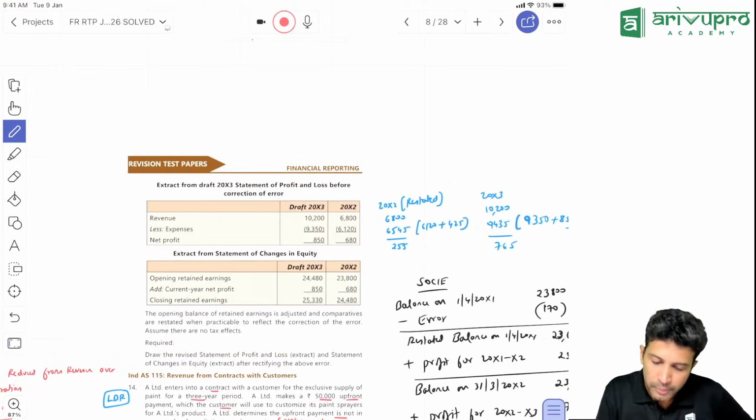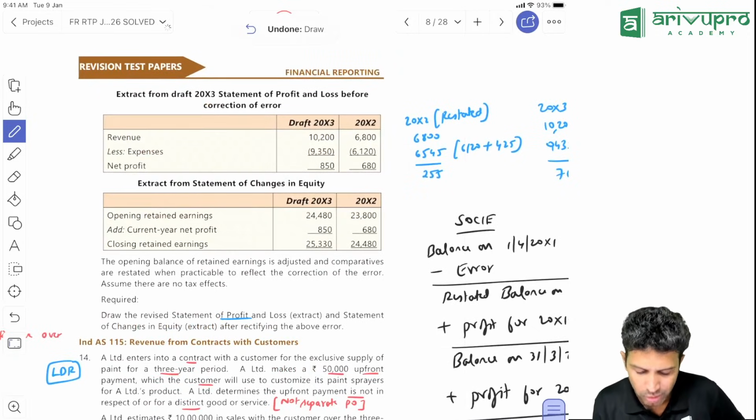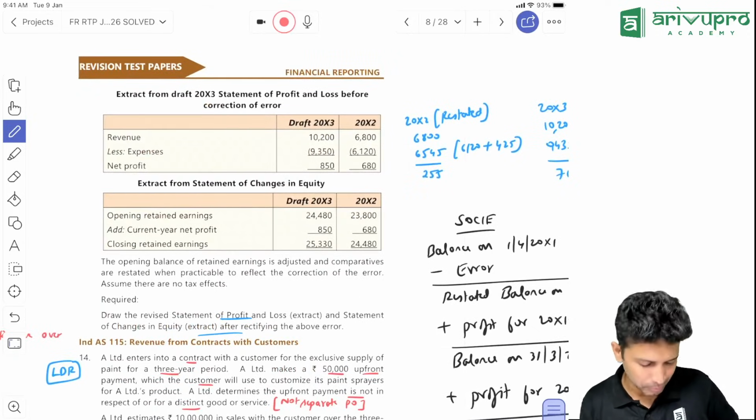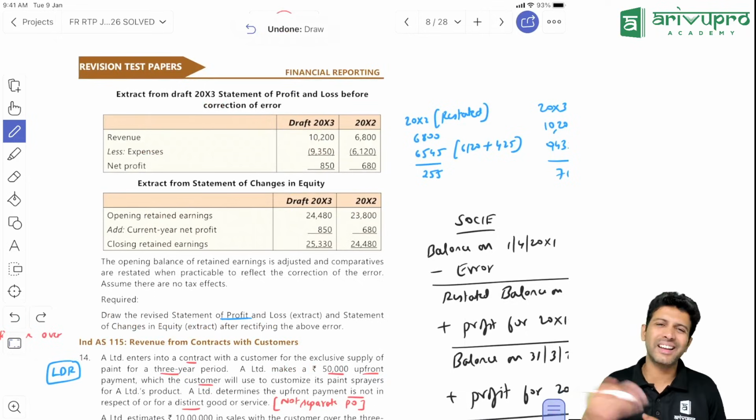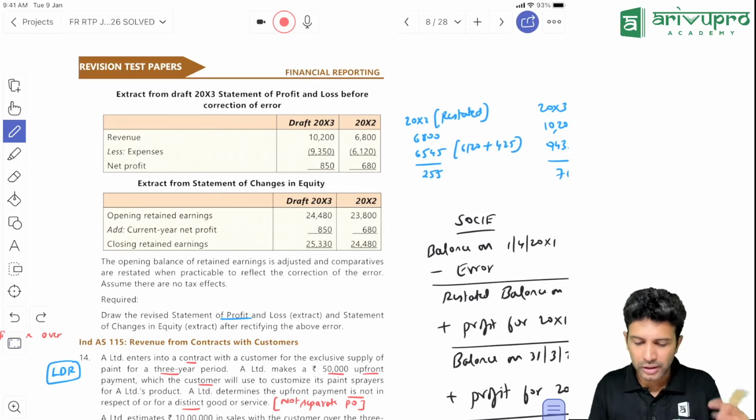Okay, P&L extract they have given, SOC extract they have given. Now they are saying you need to revise the P&L and SOC. That's all. Correcting the error, you need to prepare it. So very straightforward question, sir. All right. So error what, sir?